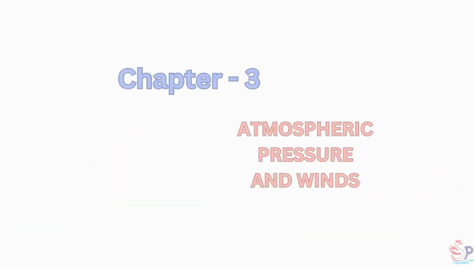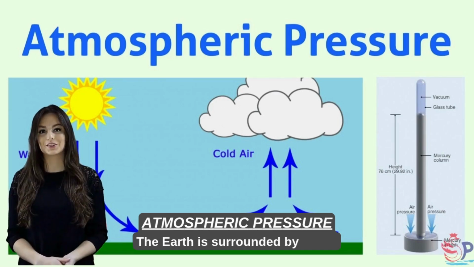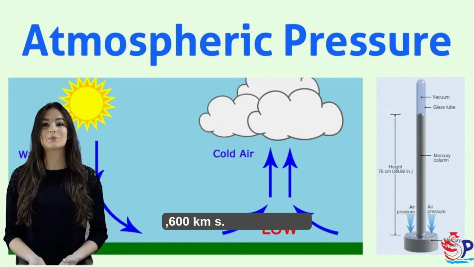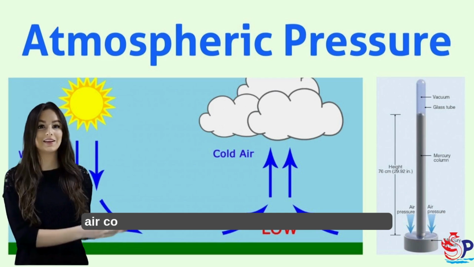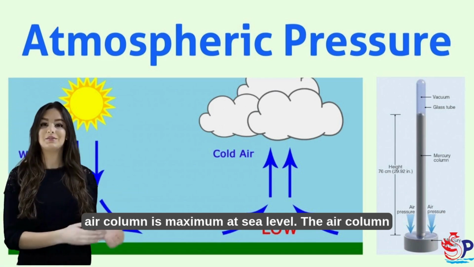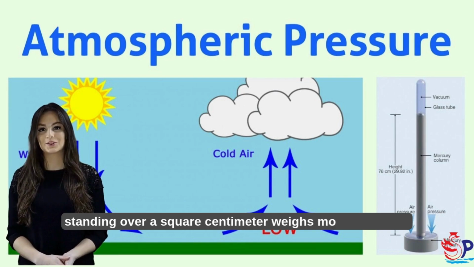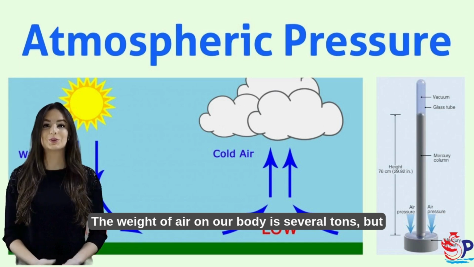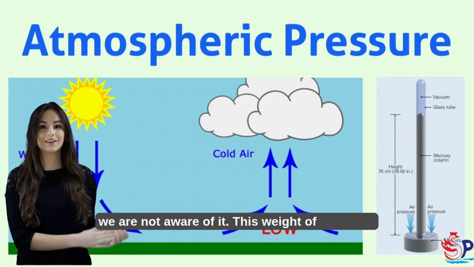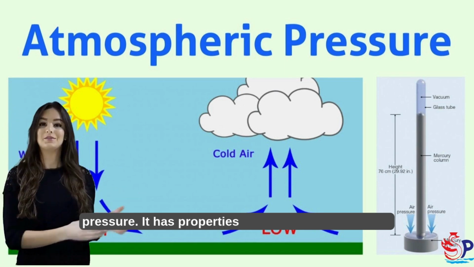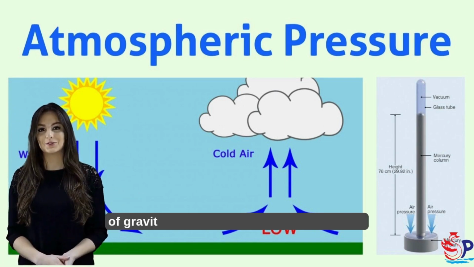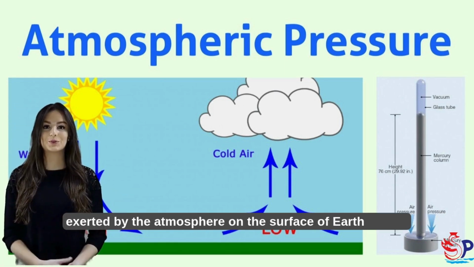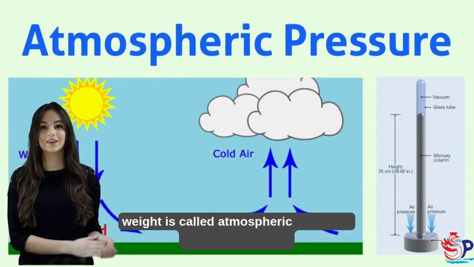And Winds. Atmospheric pressure. The Earth is surrounded by a vast expanse of air which extends up to a height of about 1,600 kms. The weight of an air column is maximum at sea level. The air column standing over a square centimeter weighs more than 1 kilogram. The weight of the air on our body is several tons, but we are not aware of it. This weight of air exerts pressure. It has properties of matter, obeys the laws of gravity while in circulation. The pressure exerted by the atmosphere on the surface of the Earth due to its weight is called atmospheric pressure.